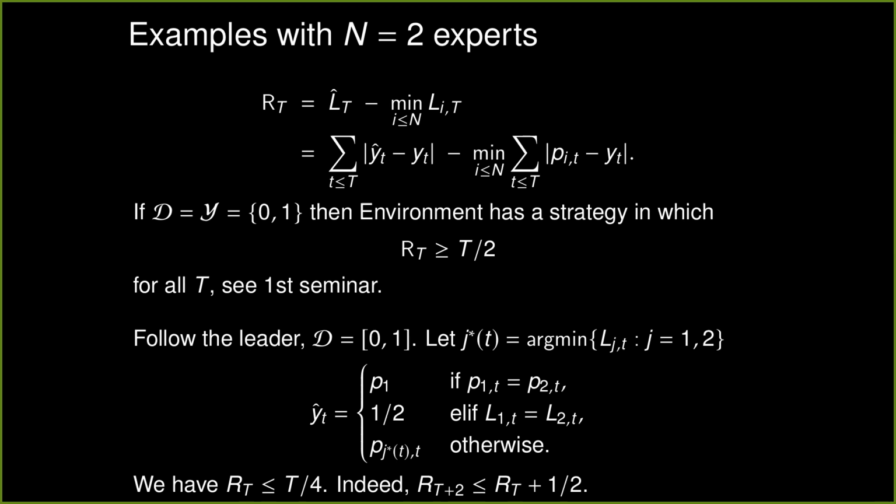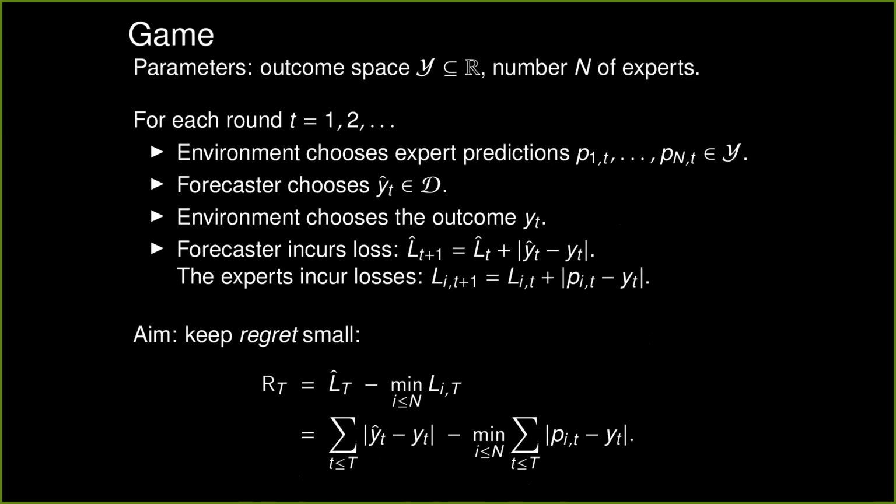Okay, sorry, you are asking me something. Yeah. Previous. Of what? L_i^t is the cumulative loss of the ith expert at round t. Okay.